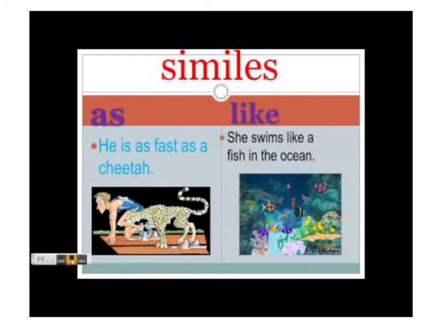Again, he is as fast as a cheetah. Now, cheetah is supposed to be the fastest animal on earth. So, if somebody runs very fast, you compare that person to a cheetah. You're trying to tell that that person runs very fast. Or if someone swims very well, then you say she swims like a fish in the ocean.